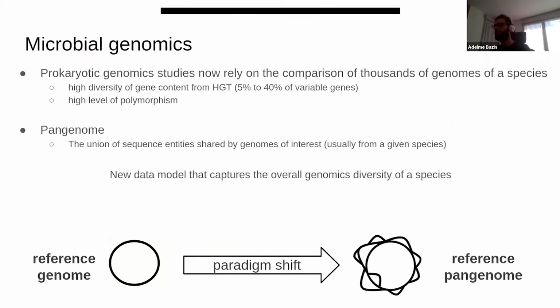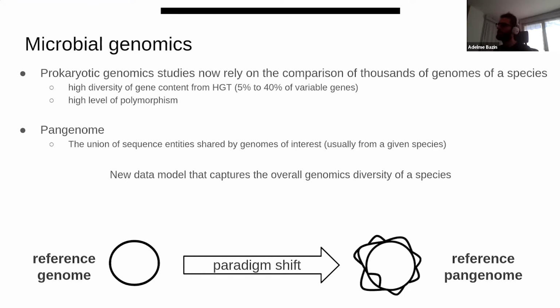Nowadays, when you conduct prokaryotic genomic studies, you tend to rely on the comparison of hundreds to thousands of genomes of the same species when you're studying a species. Those genomes display a very high diversity in terms of gene content. Most of this diversity comes from horizontal gene transfer. And between 5 to 40% of genes between two different genomes of the same species are different.